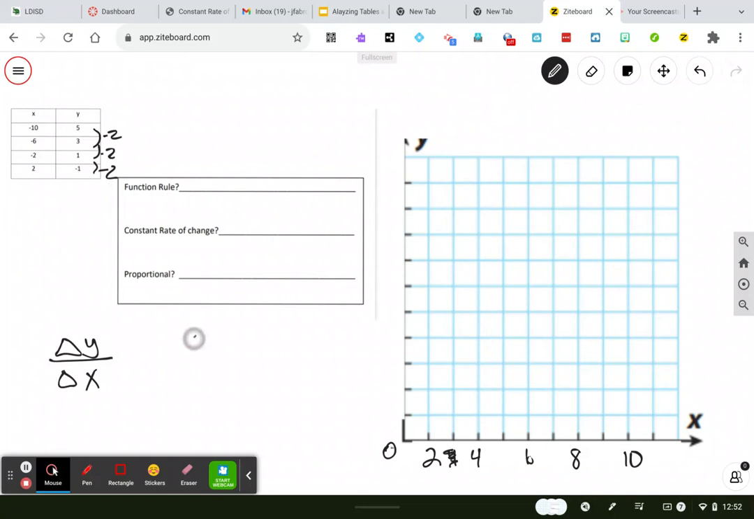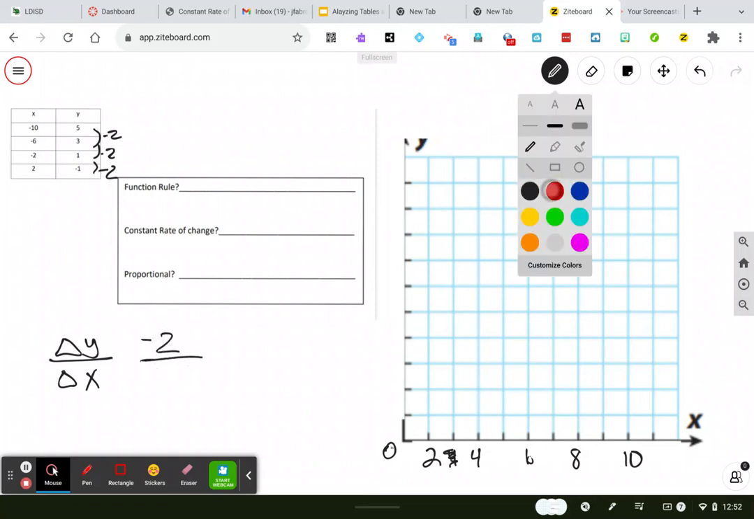So 5 minus 3 is 2. 3 minus 1 is 2. 1 minus a negative 1 is 2. So all of them are decreasing by 2. So you've got a constant rate of change in your y's. It's subtracting by 2's.